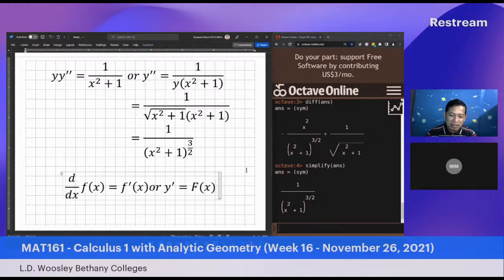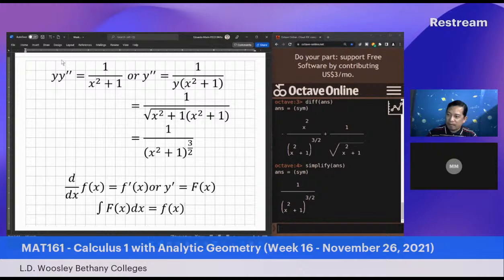Now there is a reciprocal operation that is what we call antiderivative, such that the integral of f of x dx would go back to f of x. Yan. Yun yung relation nila, no?